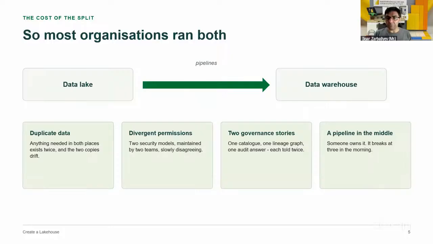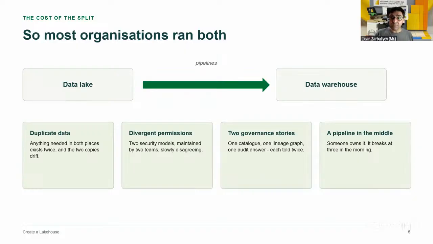Second, permissions. Two security models maintained separately, slowly disagreeing with each other. Someone leaves the company and is removed from one of them. Third, governance. The questions your auditor asks: where did this come from? Who touched it? What is sensitive? Have to be answered twice, in two different tools.